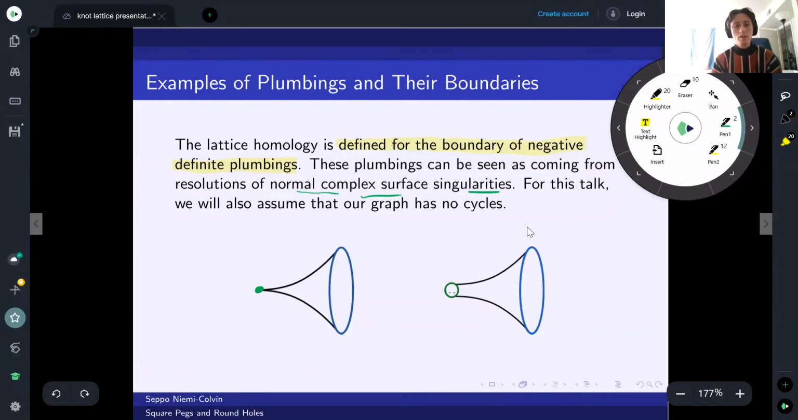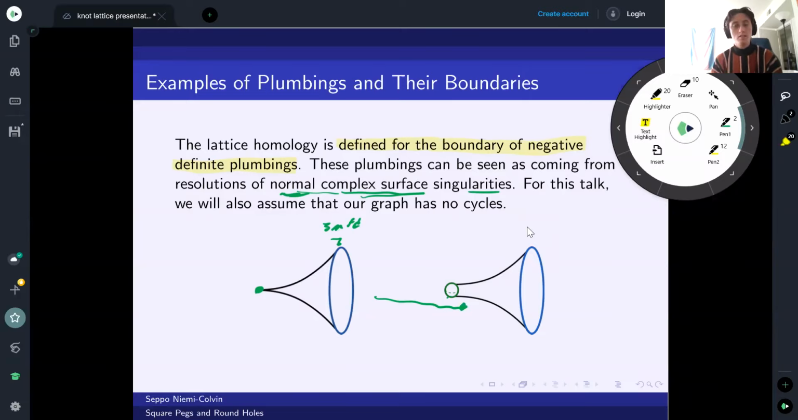Here's the singularity, and normal is a certain statement that this won't be too singular. Complex surface is a type of four manifold. And this is plucking out our three manifold. And when we look at our plumbing, we've replaced this singular point with a bunch of spheres in order to get our nice plumbing over here. For this talk, some of my statements will require that we assume that our graph has no cycles. Lattice homology can be defined more generally than that, but it'll make things simpler on all of our parts.